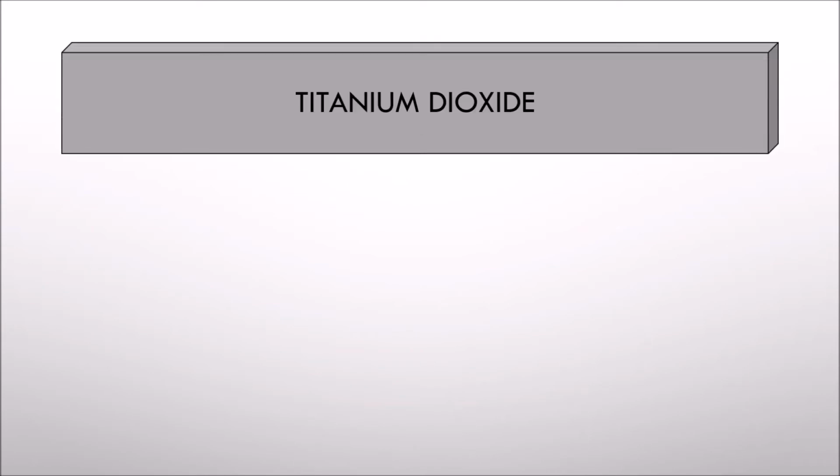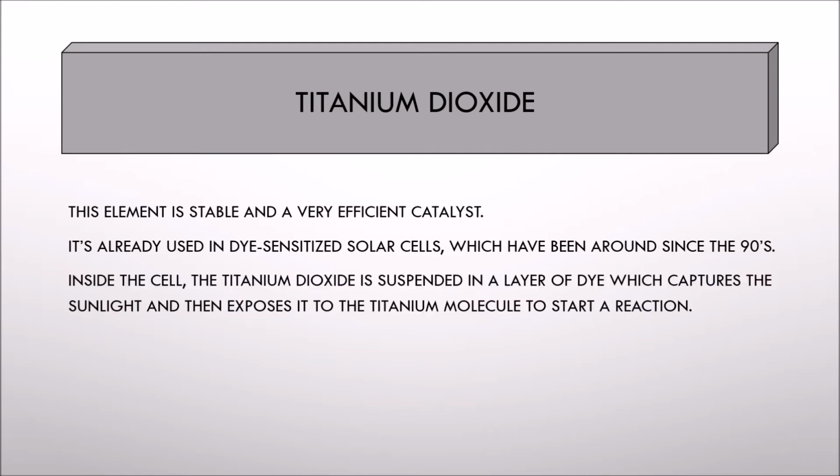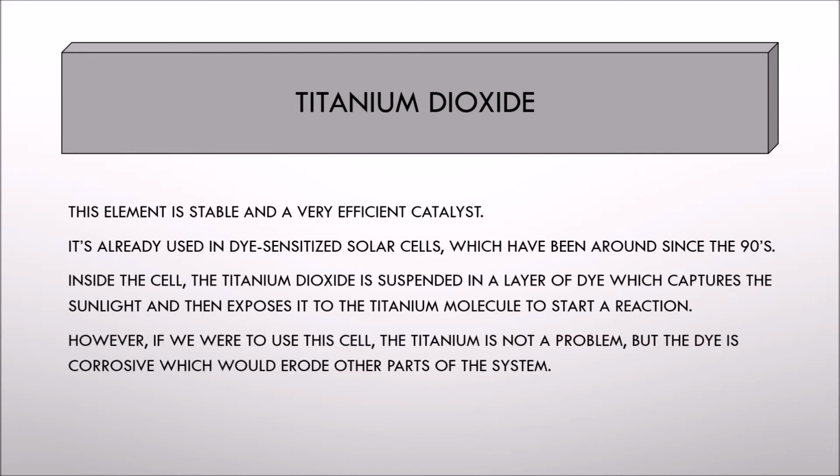Then we have titanium dioxide. This element is stable, on the other hand, and is a very efficient catalyst. It's already used in dye-sensitized solar cells, which have been around since the 90s. And inside the cell, the titanium dioxide is suspended in a layer of dye which captures the sunlight and then exposes it to the titanium molecule to start a reaction.